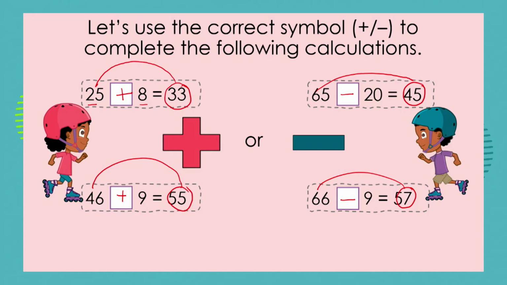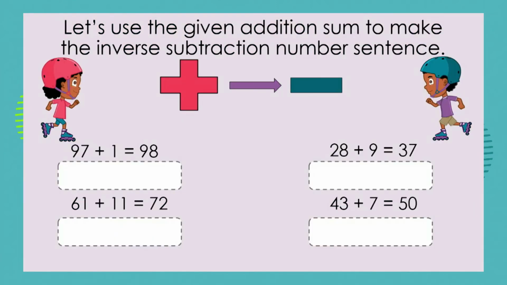Now remember, let's just have a look at this last sum. The 66 minus 9 is 57. We can write this inversely in the opposite direction. We can take 57 and a 9 gives us 66. But in order to do that, we need to change to the inverse operation. So we need to make this a plus. Let's write 57 a bit neater. So 57 plus 9 gives us 66. Right, let's move on. So let's use the given addition sum to make the inverse subtraction number sentence.